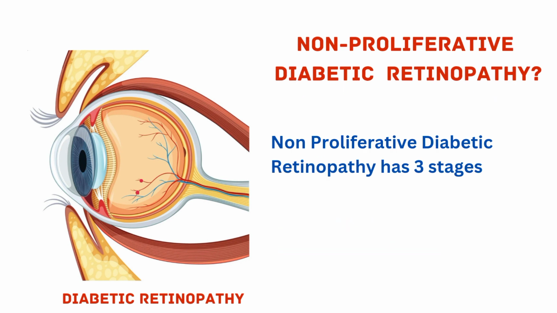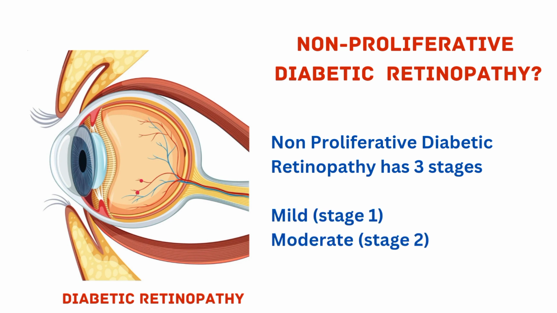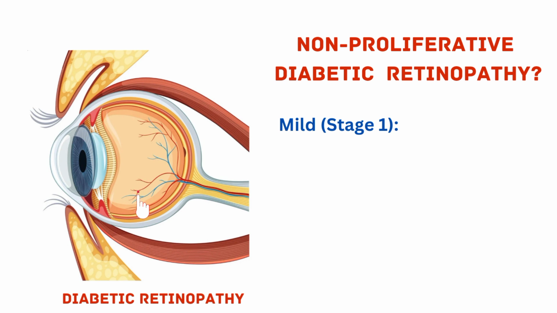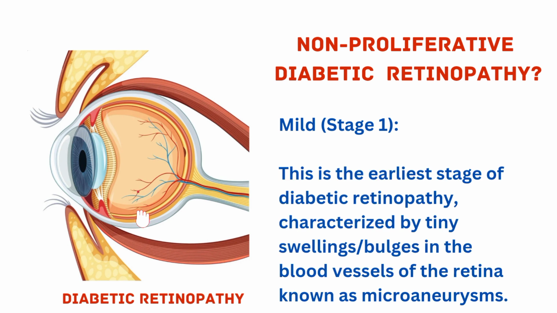Non-proliferative diabetic retinopathy has three stages: mild stage 1, moderate stage 2, severe stage 3. Let us discuss a little bit more about these stages in detail. Mild stage 1. This is the earliest stage of diabetic retinopathy, characterized by tiny swellings, bulges in the blood vessels of the retina known as microaneurysms.